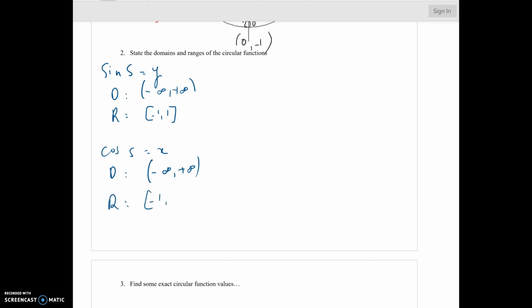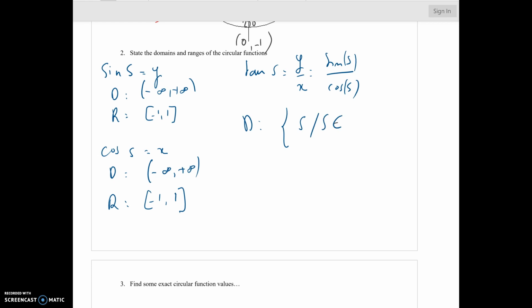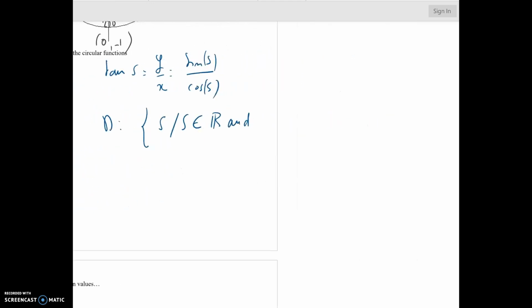For the tangent now, which is y divided by x, therefore sine s over cosine s, the domain is going to be the set of values of s such that s is part of the real numbers and s is different from odd multiples of pi over 2.